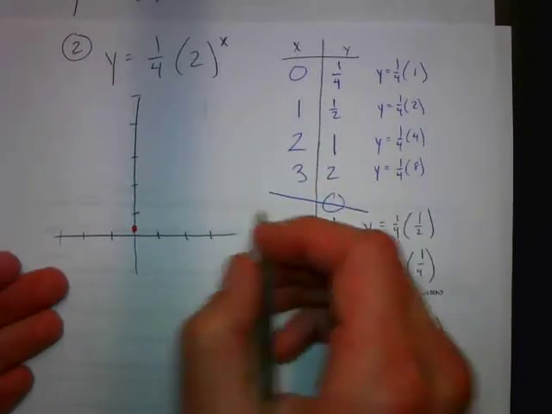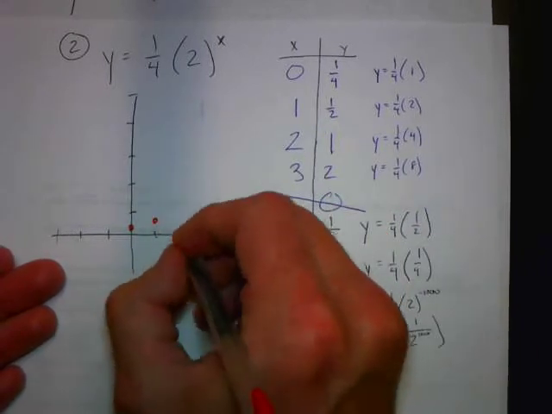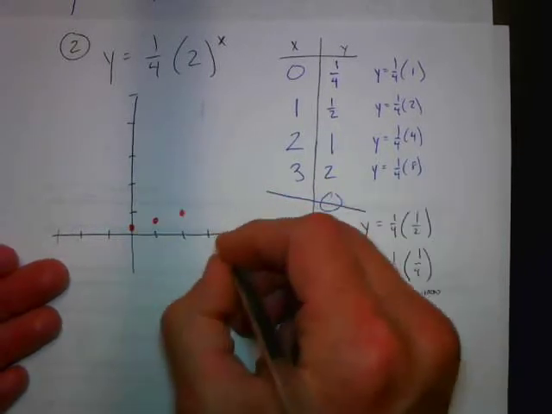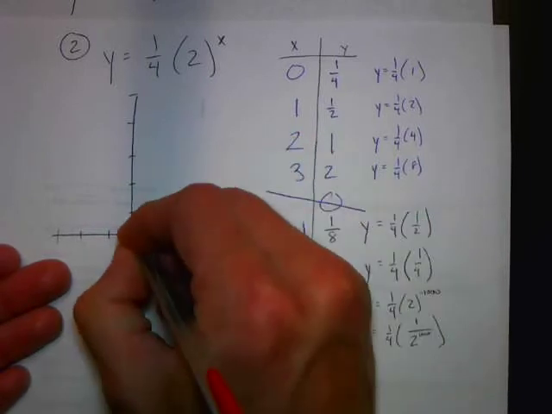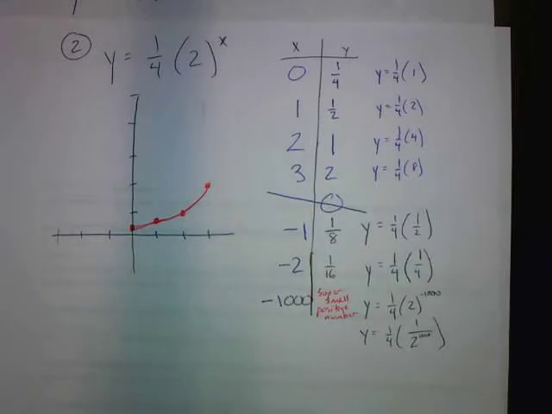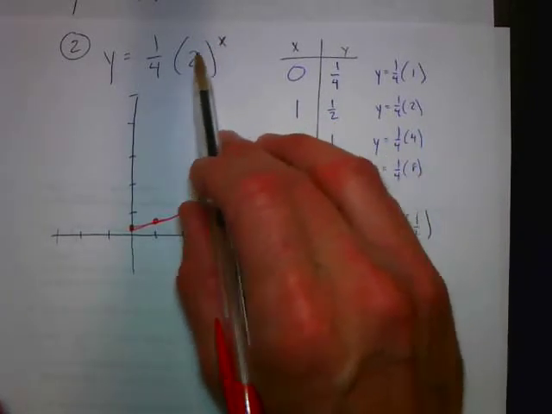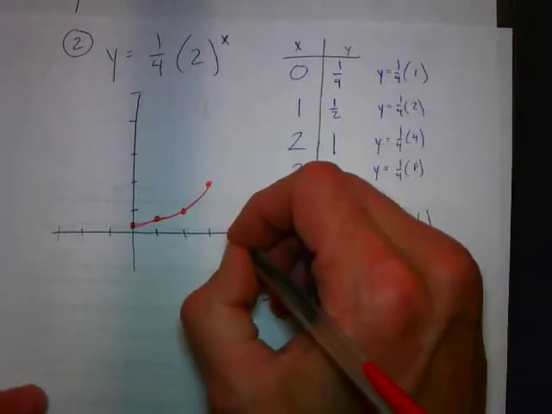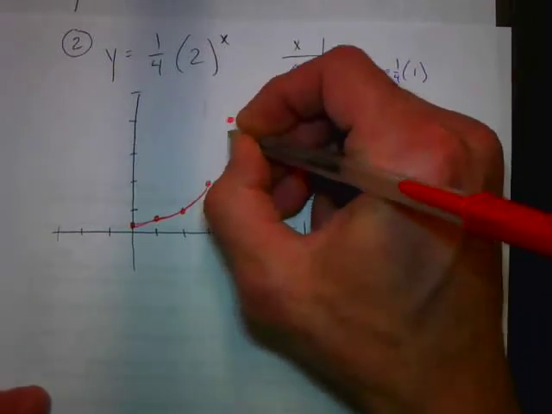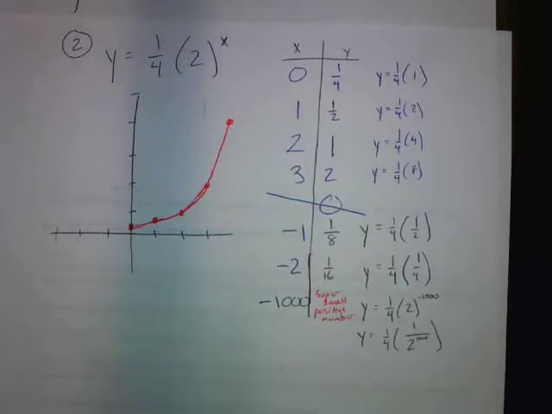Then we have 1, 1/2. That's a little bit bigger than 1/4. And then 2, 1 is right here. And then 3, 2. Look what's happening. As x is getting bigger, y is getting bigger. How fast? Well, what if x was 4? 2 to the 4th power is 16, divided by 4 is 4. So if x was 4, y is 4. Look how fast that's growing. Hint, hint. Look how fast that's growing.